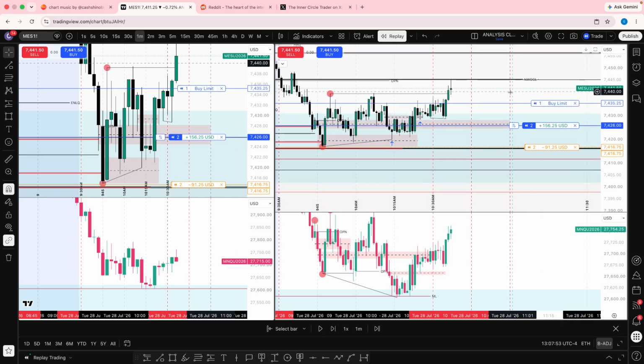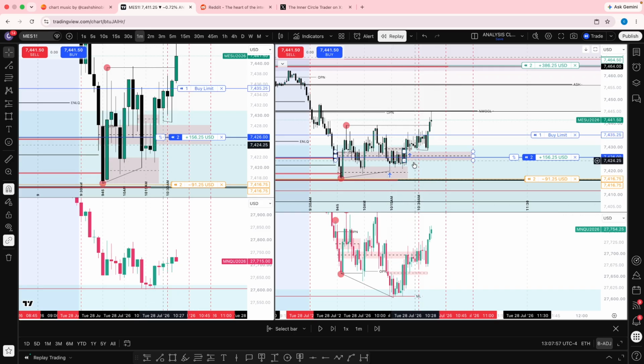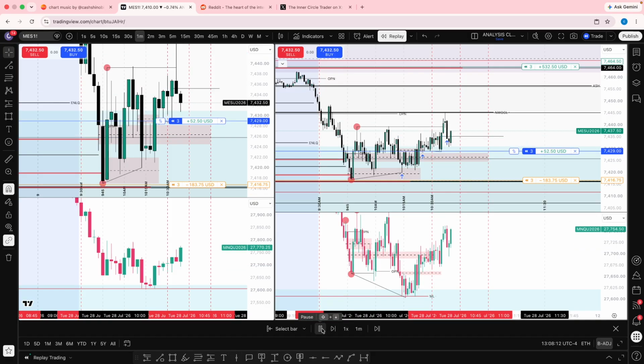Hindsight is 20/20, but I took this trade live, so I'm just experimenting now. That's how you build skills. And then you got SMT at 10:30, open, low, play price out. Tap this in.